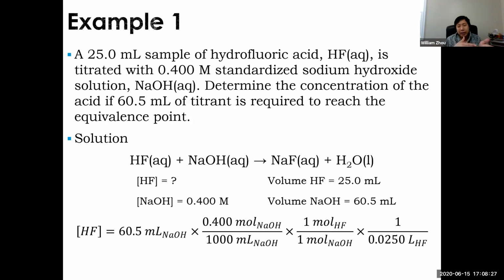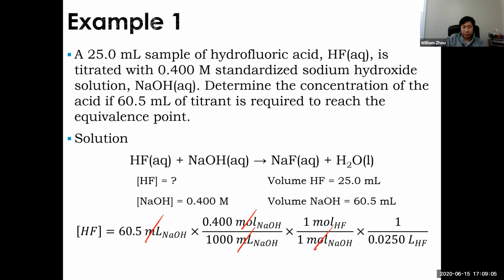Okay, 16.5 mL, that's the volume of the base, times the concentration of the base, 0.4 moles per liter. Instead of per liter, I have 1,000 milliliters, which is the same thing as per liter. I have mL because I want to cancel the mL. So now, with that calculation, I would have the moles of sodium hydroxide. Because for every 1 mole of sodium hydroxide, I have 1 mole of HF. It's a 1-to-1 ratio. So now I cancel the moles of sodium hydroxide. I have moles of HF.